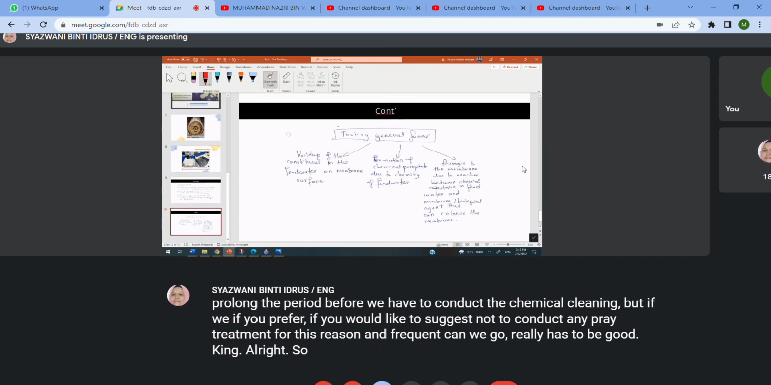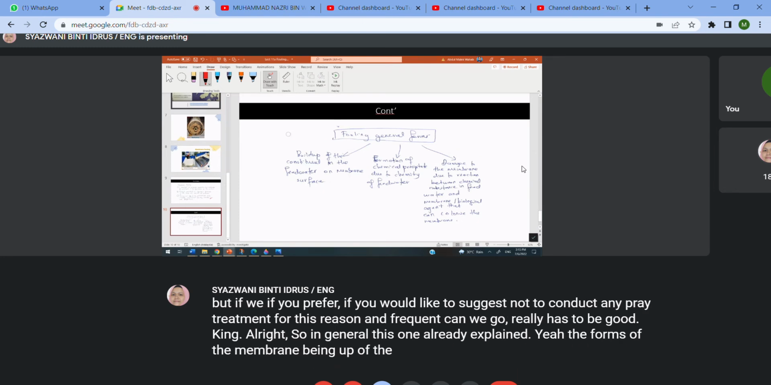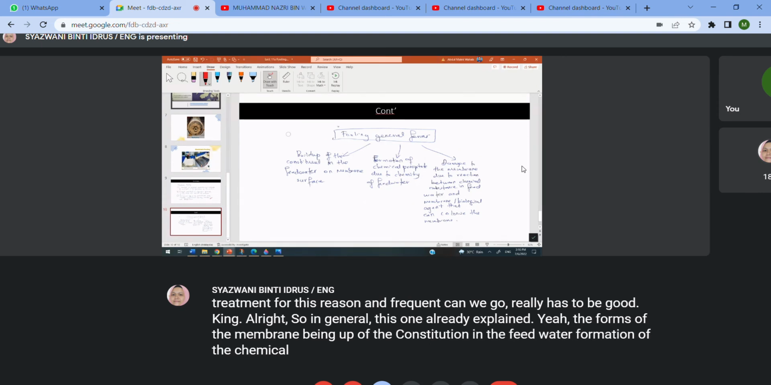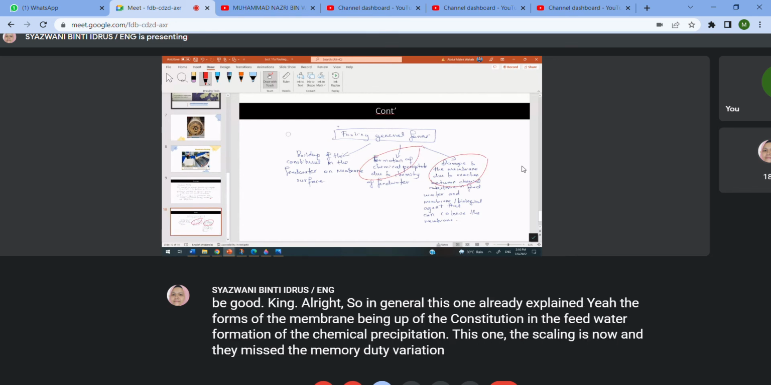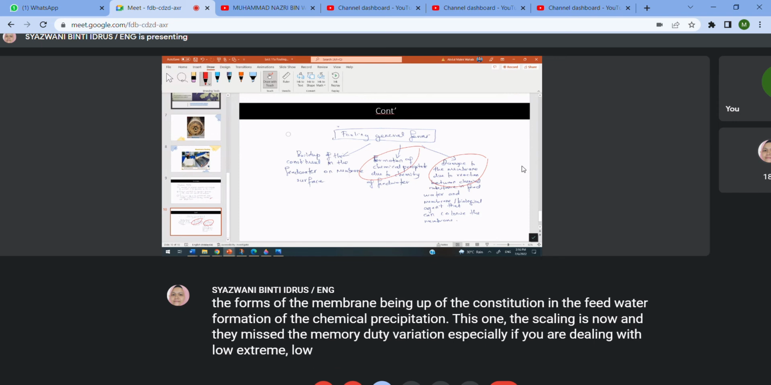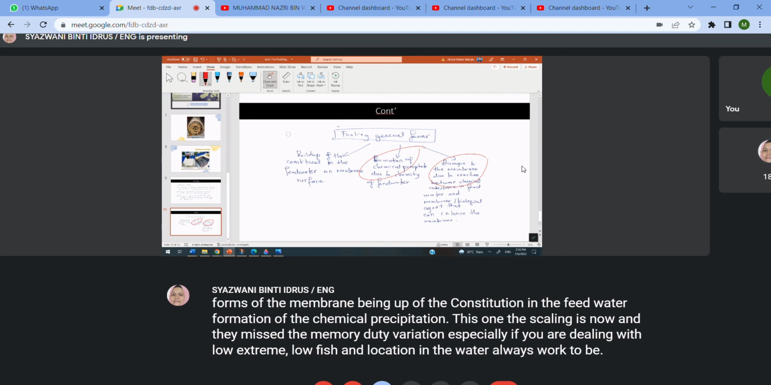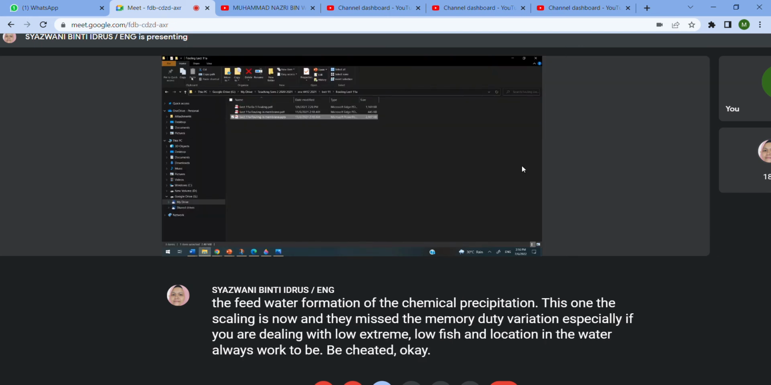All right. So in general, this one already explained. The forms of the membrane fouling are build up of the constituents in the feed water, formation of chemical precipitation, this one the scaling just now, and damage to the membrane due to reaction, especially if you are dealing with extremely low pH in the water or wastewater to be treated. Okay, all right.